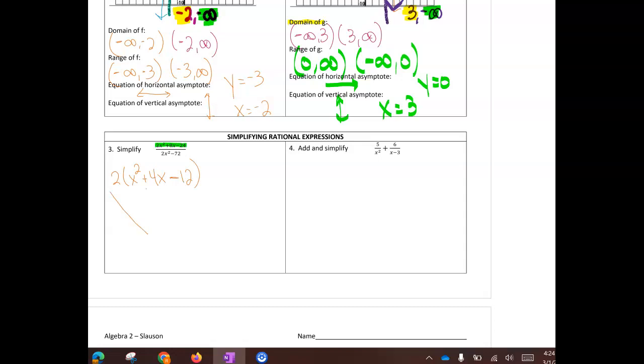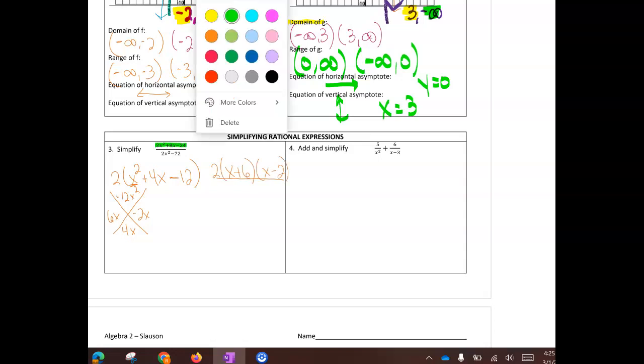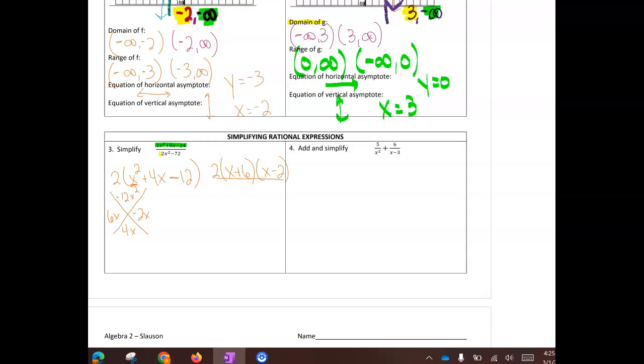Now I'm going to keep factoring. I'm going to make my x. The factors of negative 12 that make 4 would be 6 with negative 2. And we love x squared, that makes our factoring much easier. So my numerator will have a GCF of 2, and then it turns into x plus 6 and x minus 2. So now I'm going to go to the denominator, and we're going to factor here.